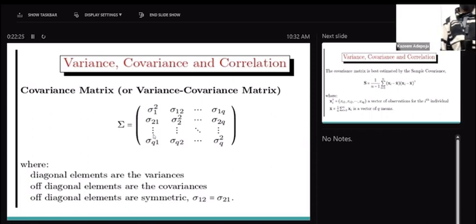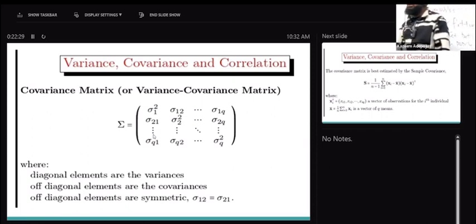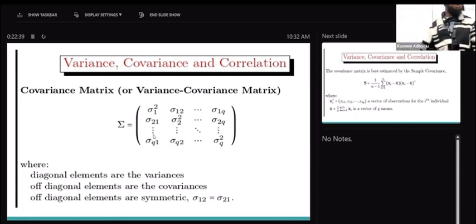If I look at sigma 1,2 and sigma 2,1, of course, they are the same, because sigma 1,2 is the covariance between x1 and x2, while sigma 2,1 is the covariance between x2 and x1. They are basically going to be the same. In principal component analysis, we need the variance-covariance matrix, which means you need to first construct it.